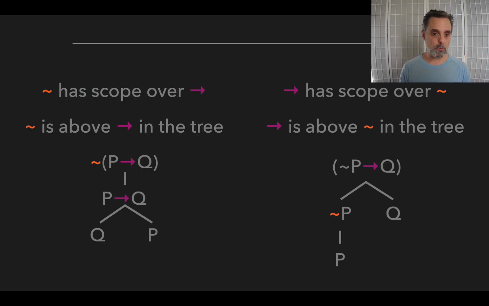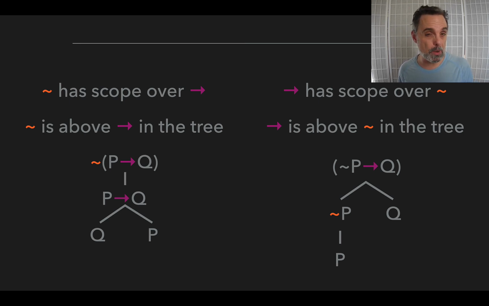So what does it mean? If we look at these two sentences, negation of P arrow Q on the one hand, and the conditional negation P arrow Q, each has two operators, a negation and a conditional, but they are related differently. In the negation P arrow Q, the negation occurs higher in the tree than the conditional. The negation first shows up higher than the conditional first shows up. Whereas in the second one, the conditional shows up higher than the negation, at least when it first shows up.